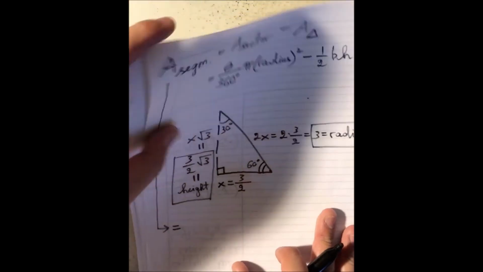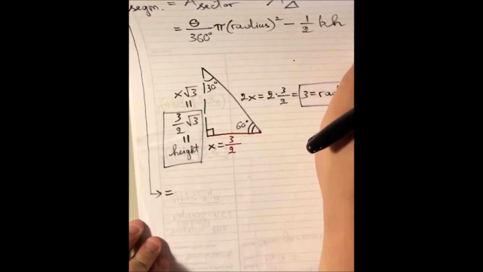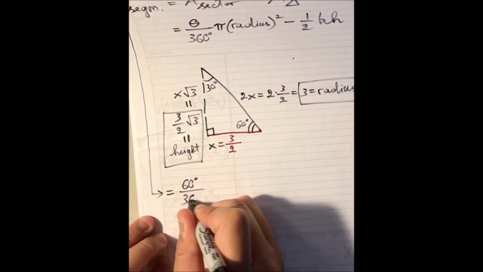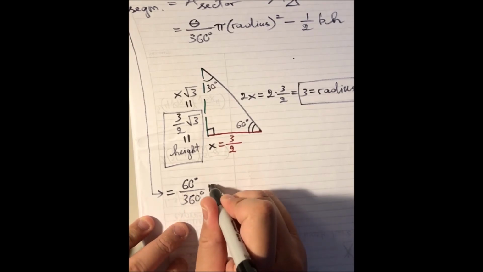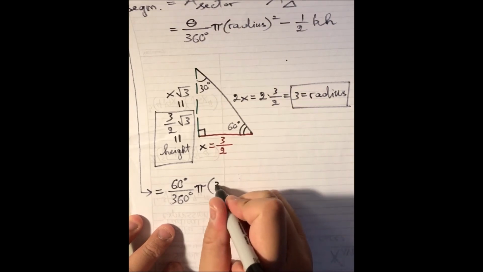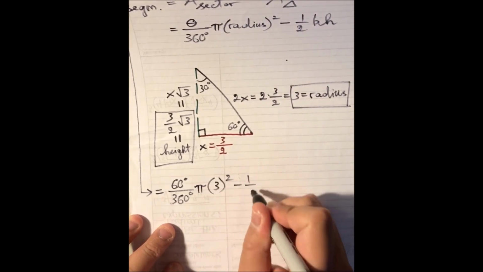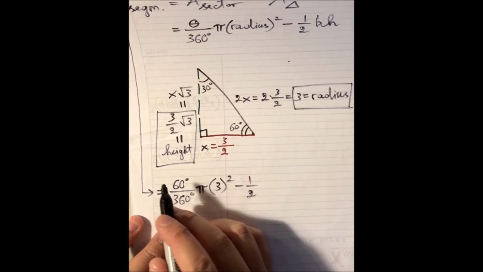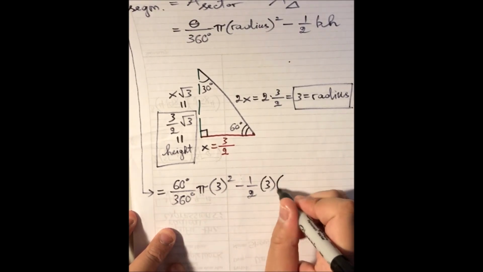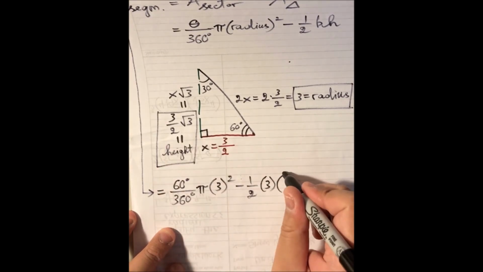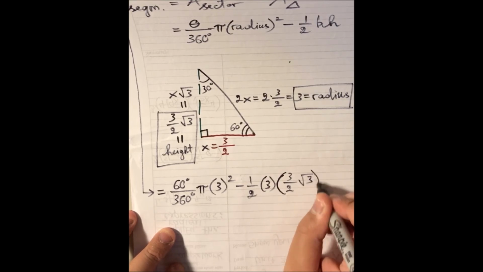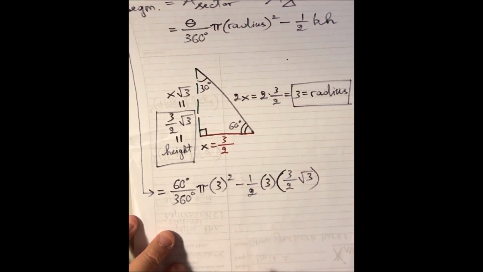So the area of a segment is going to be theta over 360, which is 60 degrees over 360, because remember that theta is the central angle, times pi times the radius squared, but the radius is 3, so we get 3 squared, minus 1/2 times the base, but the base is 3 centimeters as given, so times 3, times the height, which is 3/2 times square root of 3, like that.